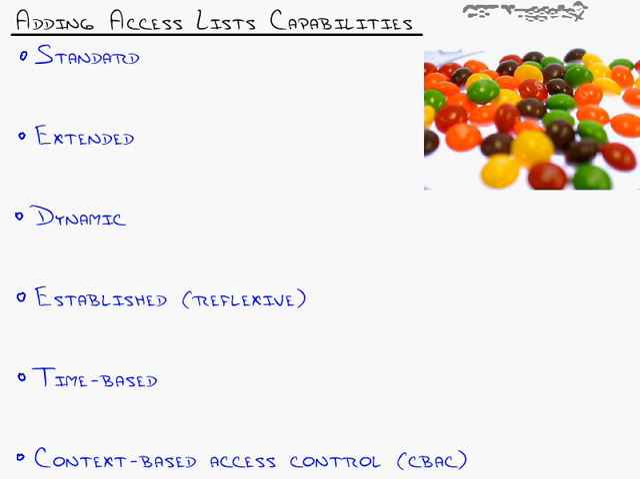Context-based access control, also known as CBAC, which has now been renamed to the IOS firewall, is part of the CCSP, the Security Professional track. And that is where you truly turn on firewall features on your router, which enhances the capabilities of, well, I guess you could say every access list, in the sense that it begins inspecting all the traffic that's going through.